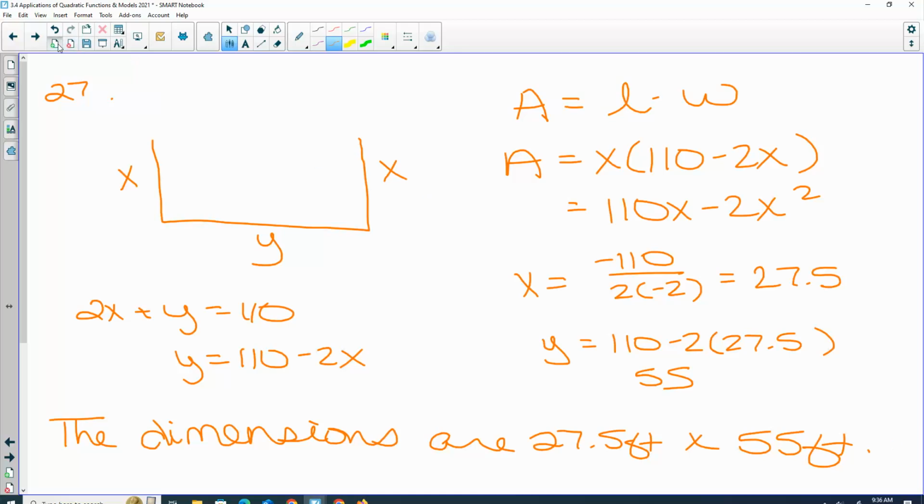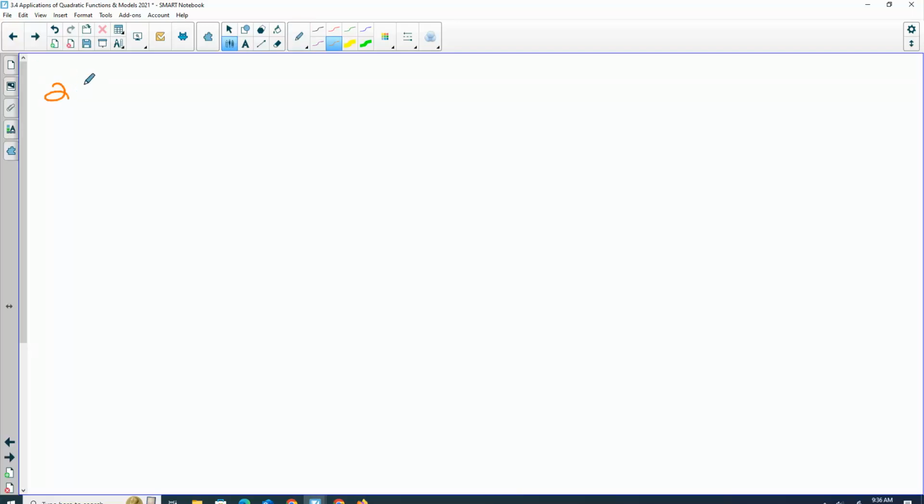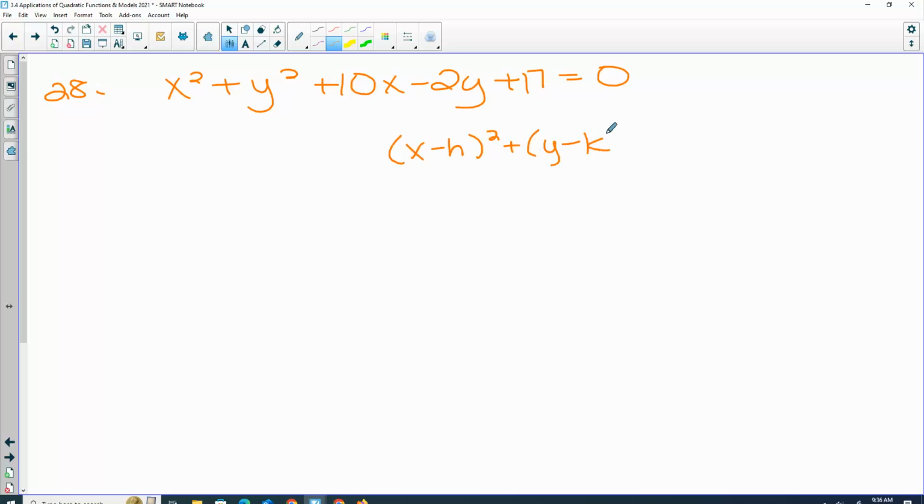Last one, we haven't talked about it in a while, but circles. You can expect one of these on your test. So I gave you a circle with everything multiplied out. And we have to turn it back into center radius form so that we know how to graph it. Remember, center radius form is (x minus h) squared plus (y minus k) squared equals r squared. That's what a circle looks like when you see the equation. So what we do is complete the square. We group the x's together, group the y's together, and move the constant to the other side. So we're setting up for completing the square.